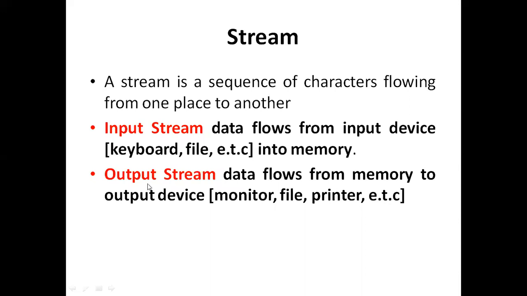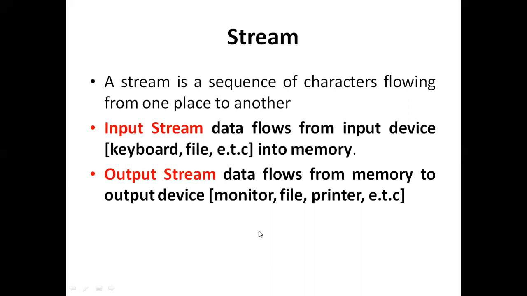The single line definition we need to remember: data flows from memory to the output device, we call it an output stream. Data flows from the input device into the memory, we call it an input stream. For the input stream we need to remember examples such as keyboard, file, etc.